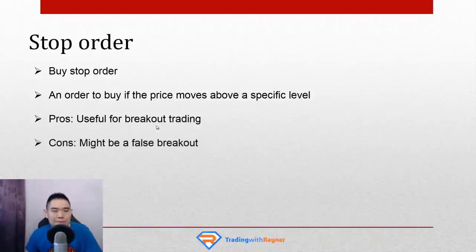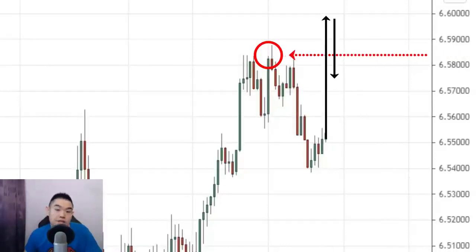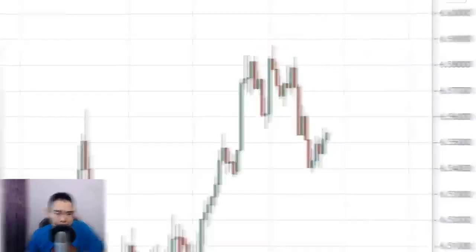The downside to this is that it might be a false breakout. So what could happen is, let's say, the dollar against the Chinese yuan. This is the highs. Price could go up, break out, and then boom, reverse. This is possible as well. Anything can happen in the market. So this is one possibility if you're using a buy stop order to enter a trade.